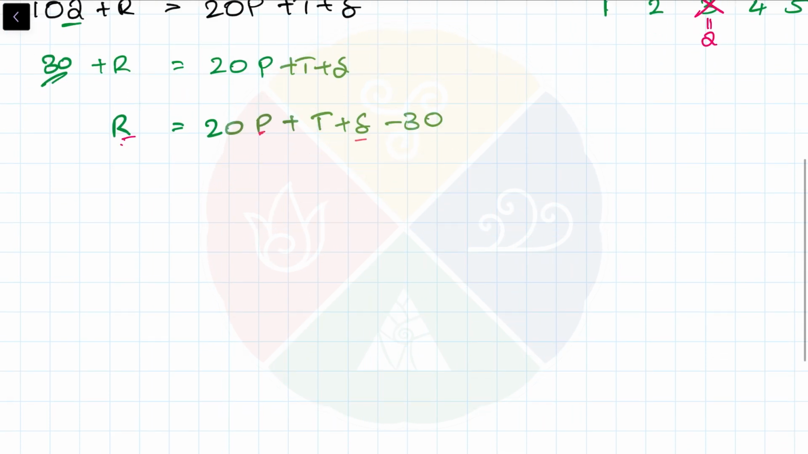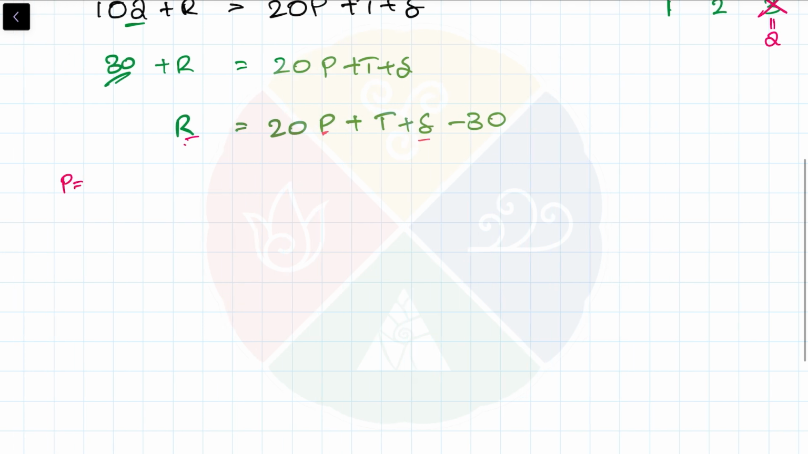Let's see. I'm going to assume that P is equal to 1. If P is equal to 1, this equation becomes R is equal to 20 minus 30 plus T plus S, or simply 20 minus 30 will become minus 10. Okay, minus 10 plus T plus S.